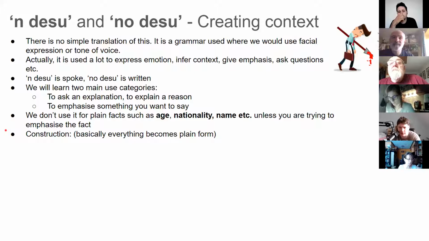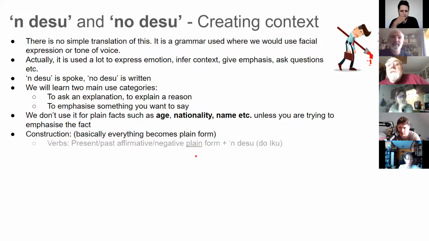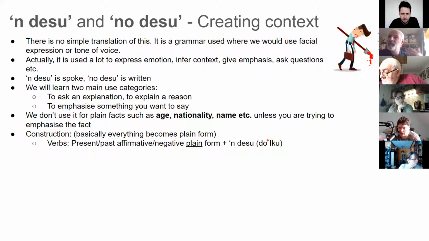Okay, let's do the construction. So the basic rule is that you just convert everything into the plain form and stick n des or no des after it. But let's just see this. So for example, for verbs, the present or past, affirmative and negative plain form plus n des. So let's try this. If we use iku as our verb, if you want to say I'm going in the present affirmative, I'm going would be Ikundes. Yes, exactly.